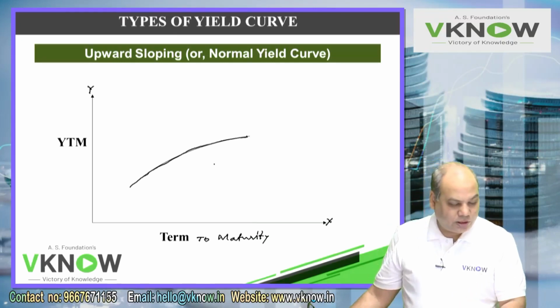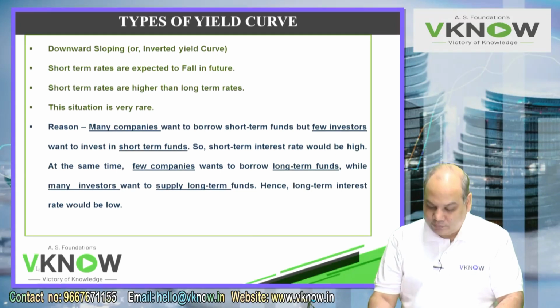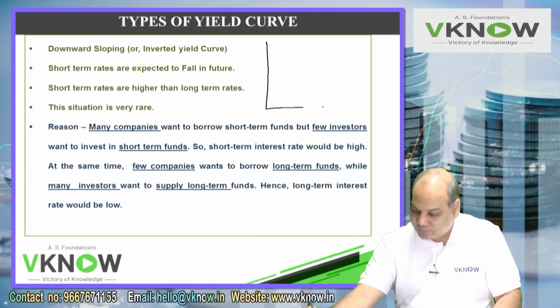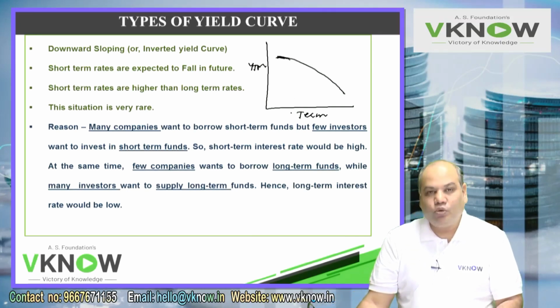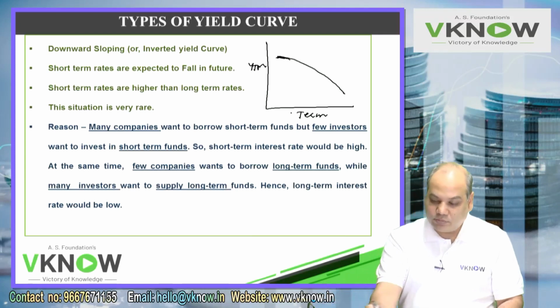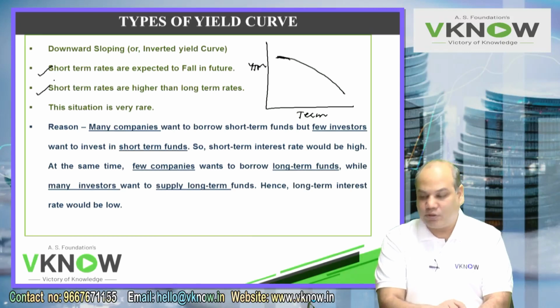Now we'll go to the second type, which is the opposite of the upward sloping yield curve, and this is called the downward sloping yield curve. Downward sloping yield curve is also called inverted yield curve, because here the diagram will be opposite, so it will be an inverted yield curve. Means higher YTM for short term bonds and lower YTM for long term bonds. Write down these 2 points. Short term rates are expected to fall in future.